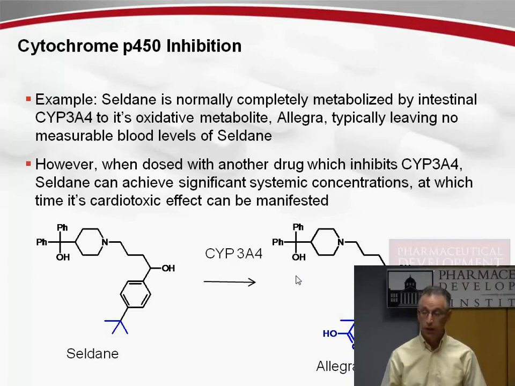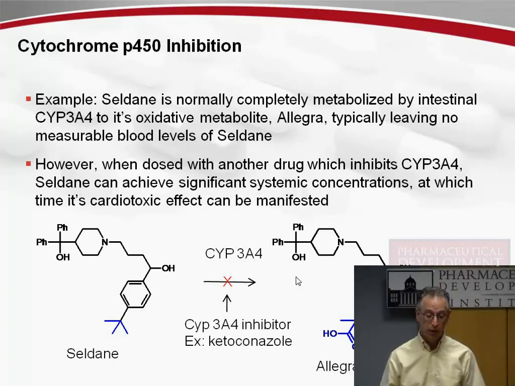So if this is the standard route of metabolism for Seldane to Allegra, co-dosing with a CYP3A4 inhibitor like the antifungal ketoconazole blocks the activity of 3A4, thus raising the concentrations of Seldane and leading to, unfortunately, cardiotoxicity.